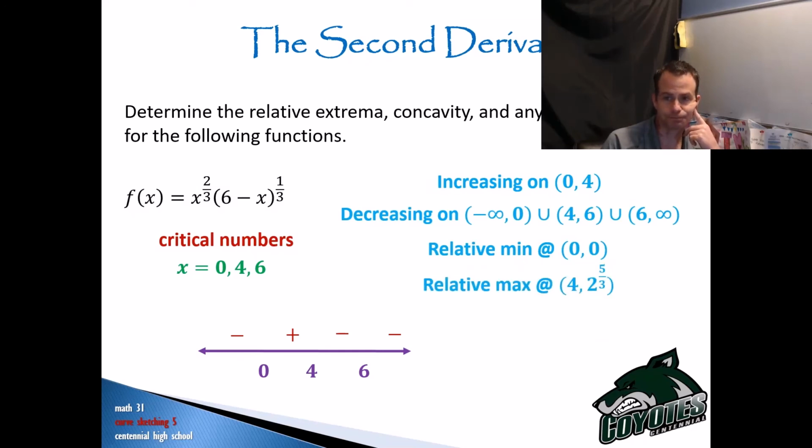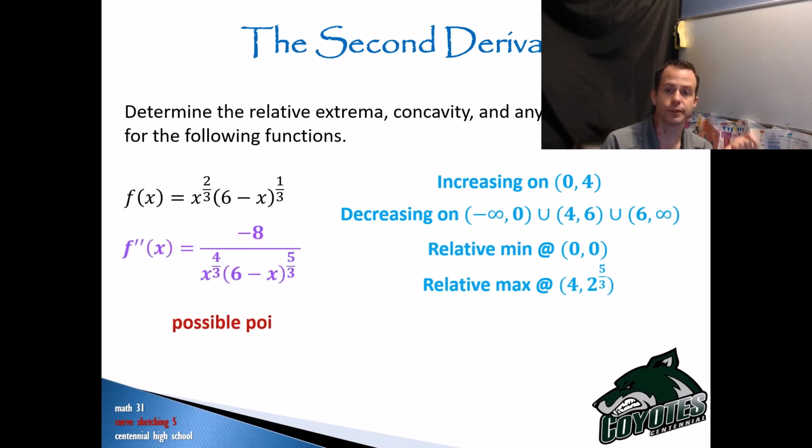Okay, now I'm going to take a look at the second derivative, and I'm going to look at where does the second derivative equal 0 or where does it not exist, because those will be possible points of inflection. Remember, we're not calling them critical numbers when we're dealing with the second derivative. So those are at 0 and 6. Okay, and so I'm going to plot that on a number line.